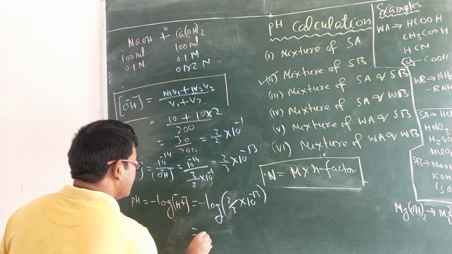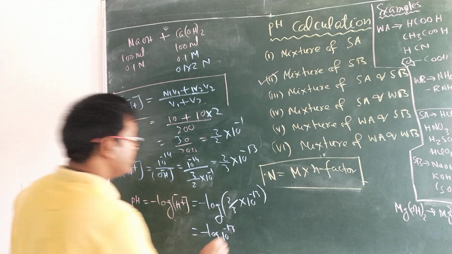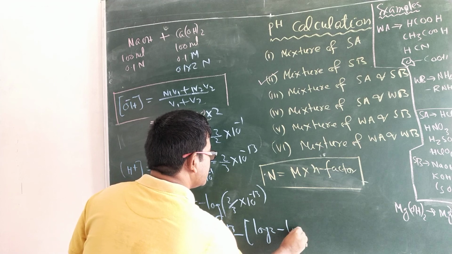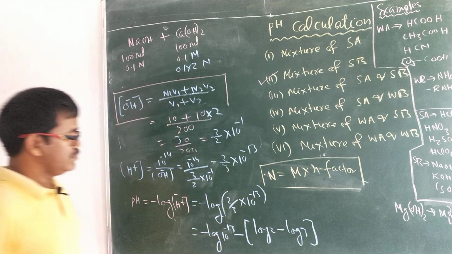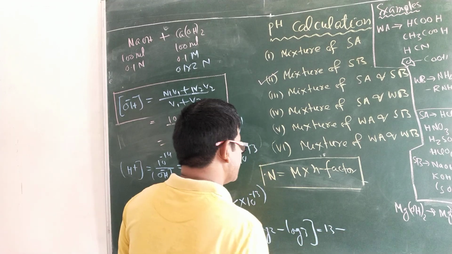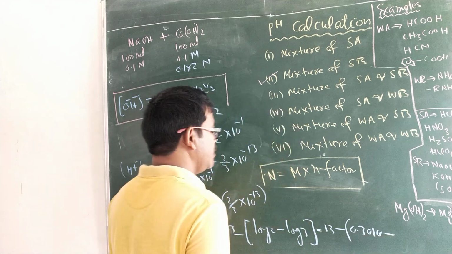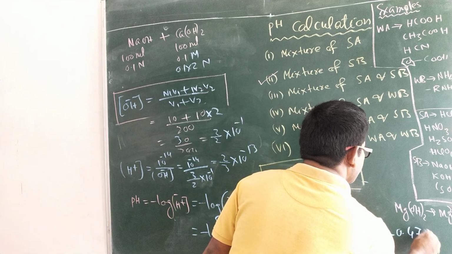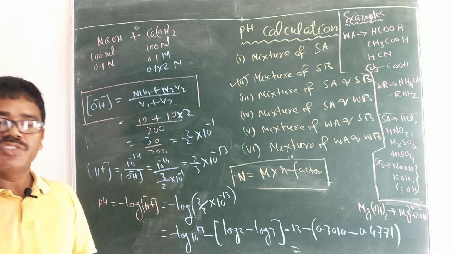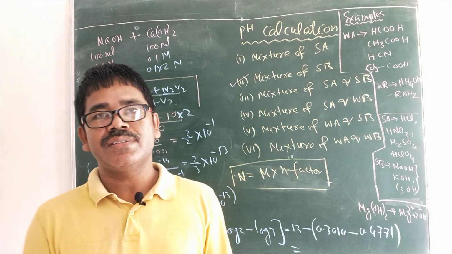This will be minus log of 10 to the power minus 13, minus log of 2, minus log of 3. Therefore, this will come to 13 minus log 2, which is 0.3010, minus log 3, which is 0.4771. Solve it, you will get the answer. Sure, this is how we can calculate the pH for a mixture of strong bases.